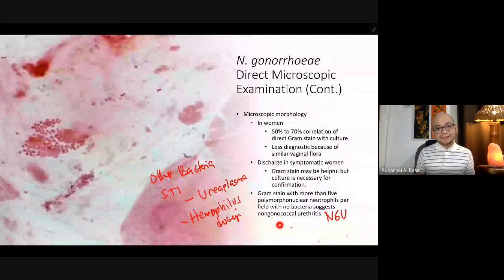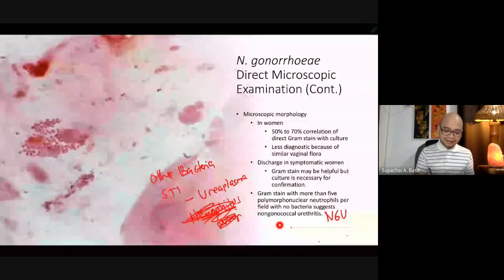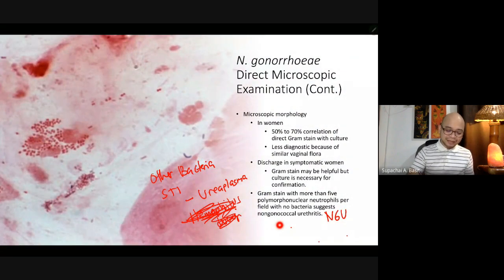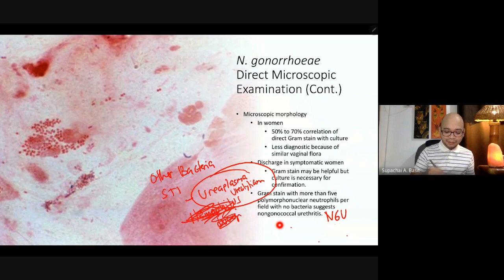So it can cause non-gonococcal urethritis; Haemophilus ducreyi is not. Ureaplasma urealyticum is the most common example of non-gonococcal urethritis.